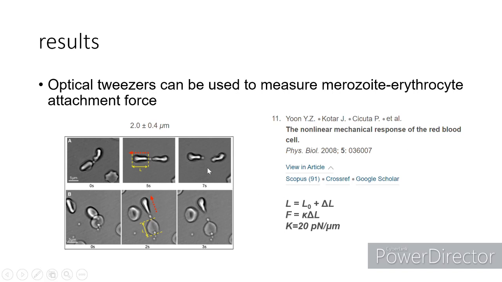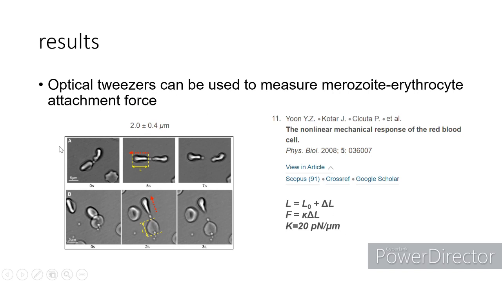The L means the cell length, just like this, and the L0 means the initial cell length, just like this. And this is the relaxed state of the cell. And then delta L is the increasing length. The force equals the constant of cell stiffness multiplied by delta L. And the K, the constant, is equal to 20 piconewton divided by micrometer.